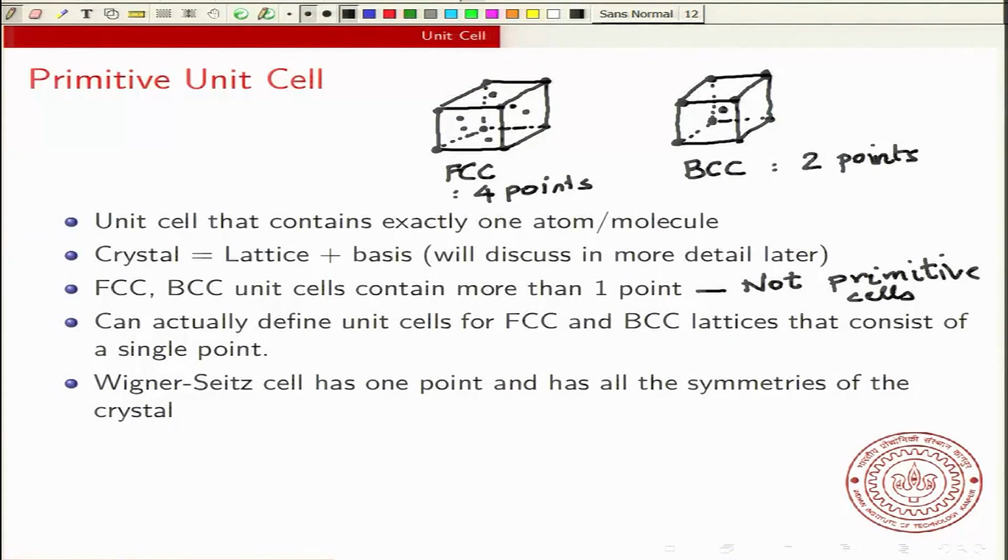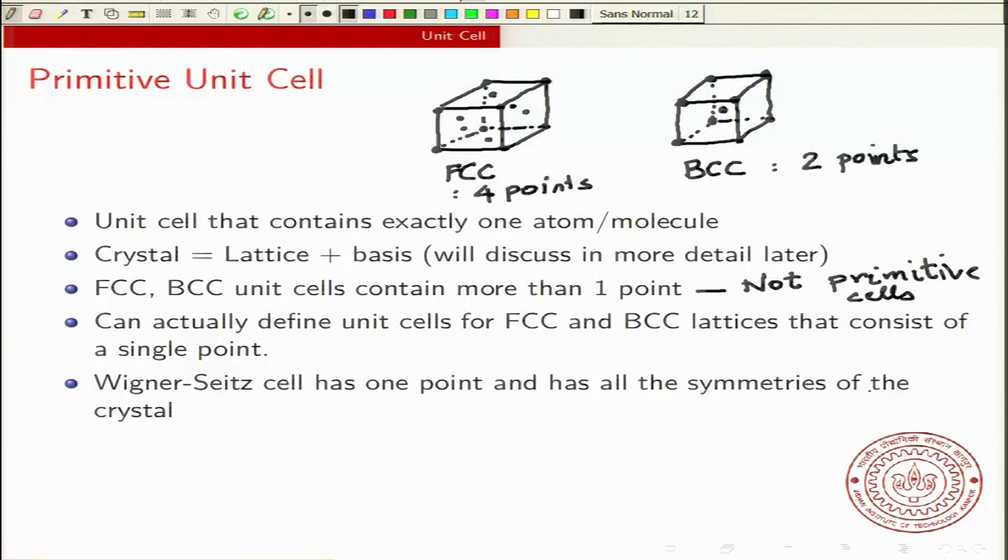Now, the question is, suppose you have an FCC lattice, is it possible to define a unit cell for an FCC lattice that has exactly 1 point? And the answer is yes. There is a construction called a Wigner-Seitz cell that allows you to construct a primitive unit cell for any lattice. This Wigner-Seitz cell is a unit cell that contains exactly one atom or molecule, and it has all the symmetries of the crystal.